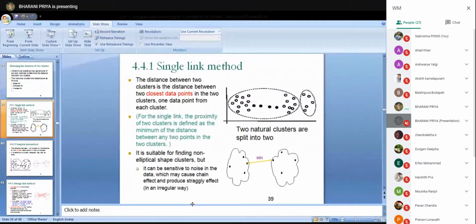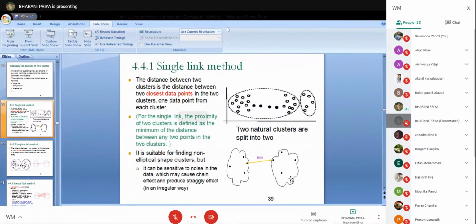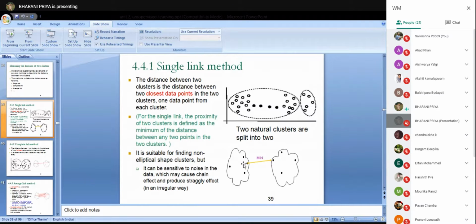Single link. When you want to group two clusters, take the minimum distance between any two points and then group the clusters. The first point and the second point are the same, but the second point's terminology is very easy to understand, so I have included it here. You can write either of the two points.